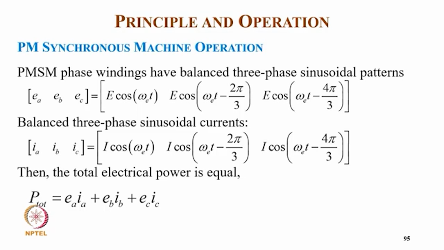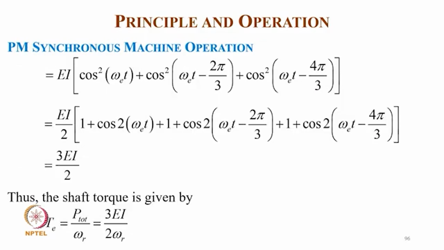So, magnet synchronous machine operation. A magnet synchronous motor winding has a balanced three-phase sinusoidal pattern for back EMF, like E_a, E_b, E_c. E_a is E cos ωt, E_b is E cos(ωt − 2π/3), and E_c is E cos(ωt − 4π/3), and balanced three-phase sinusoidal currents I_a, I_b, I_c: I cos ωt, I cos(ωt − 2π/3), and I cos(ωt − 4π/3). And then the total electrical power is P_total = E_a I_a + E_b I_b + E_c I_c.